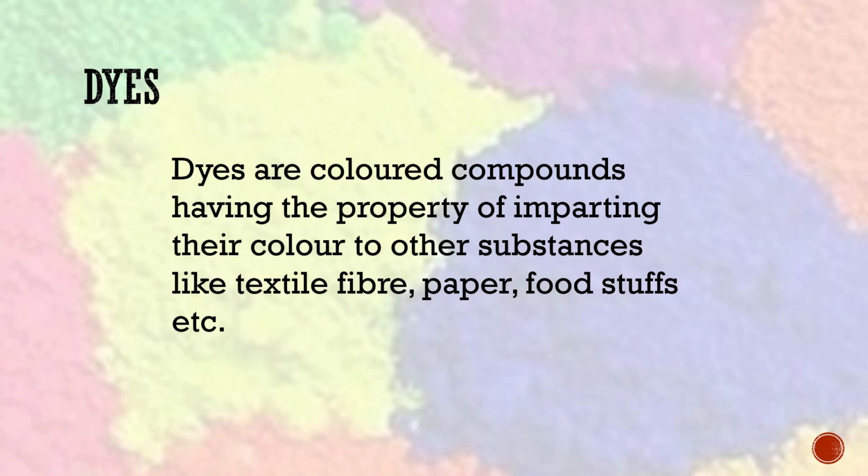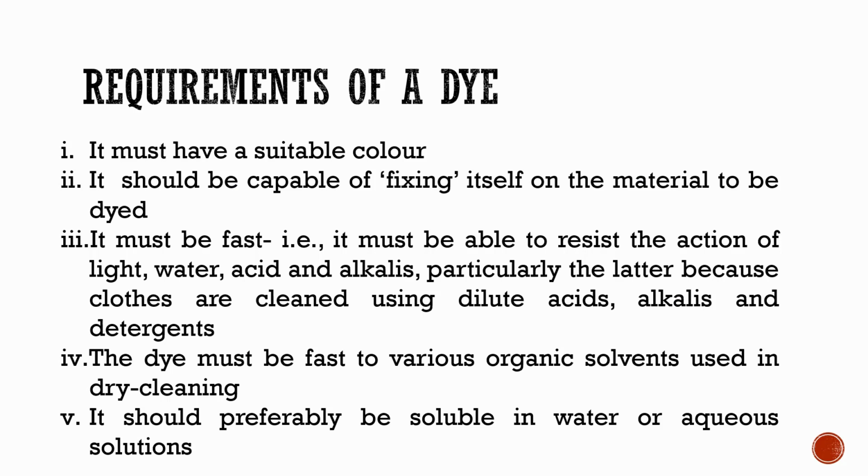Dyes are colored compounds having the property of imparting their color to other substances like textile fiber, paper, foodstuffs, etc. All dyes should be colored, but all colored compounds need not be functioning as dyes. So for colored compounds to be a dye, there are certain requirements to be satisfied.